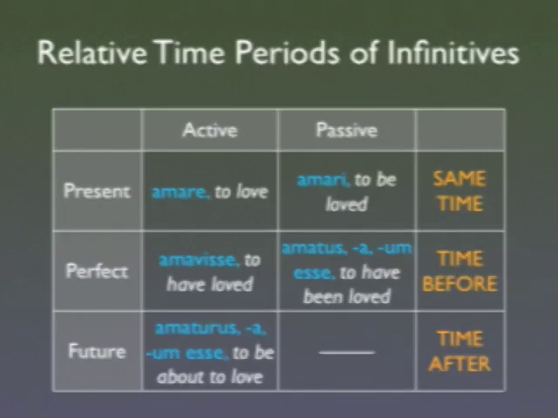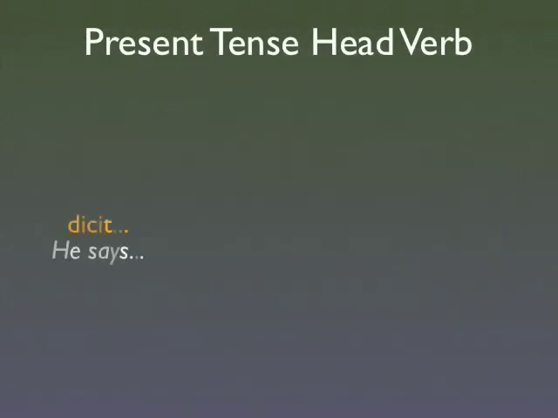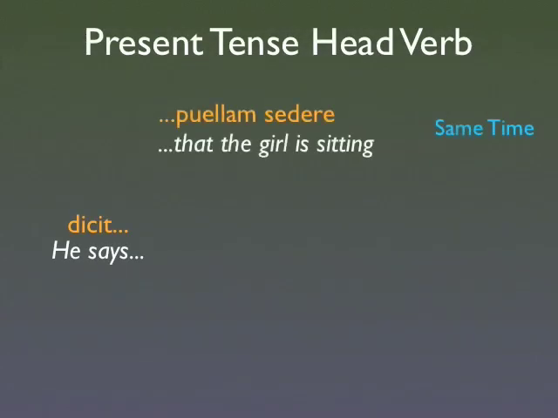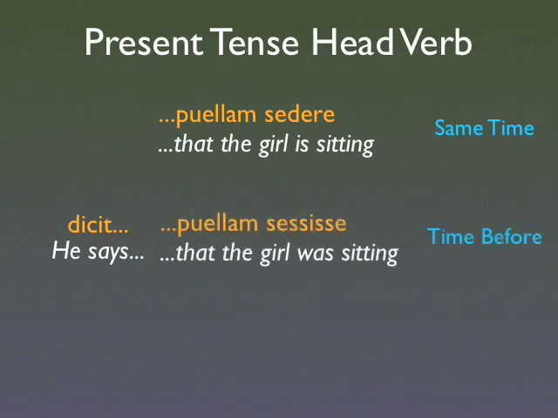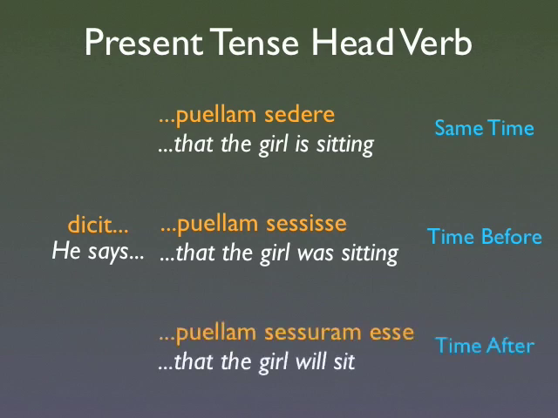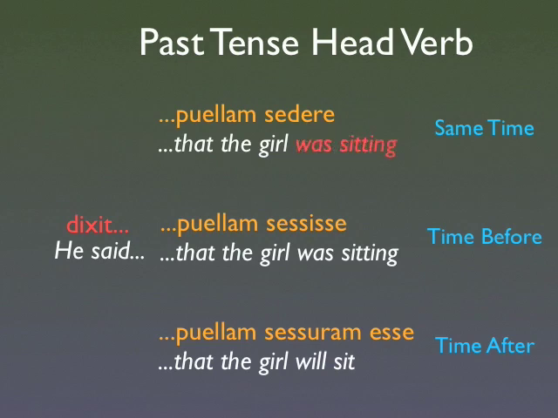Properly, in English, with a present tense head verb, dicit puellam sedere, he says that the girl is sitting. Dicit puellam sessisse, he says that the girl was sitting. Dicit puellam sessuram esse, he says that the girl will sit. But with a past tense head verb, dixit puellam sedere, he said that the girl was sitting. Dixit puellam sessisse, he said that the girl had sat. And dixit puellam sessuram esse, he said that the girl would sit.